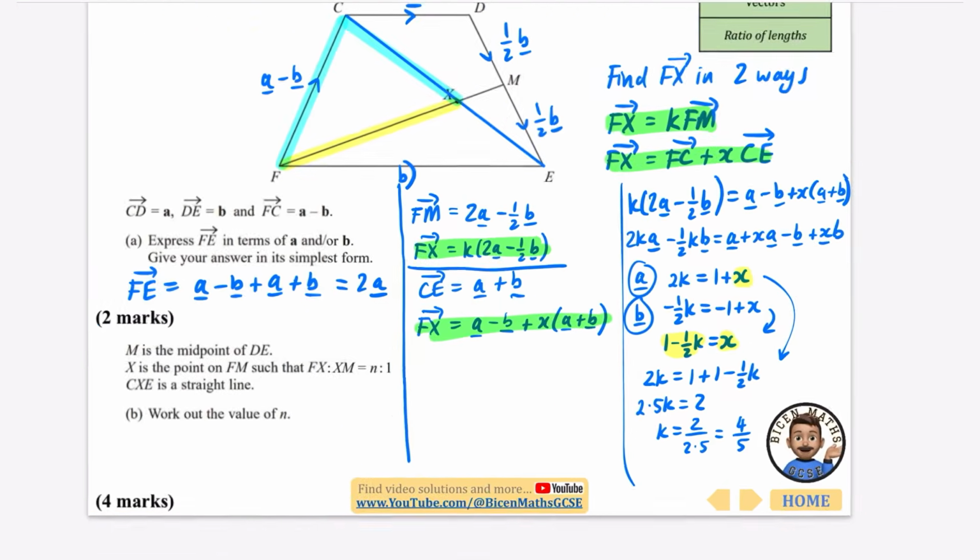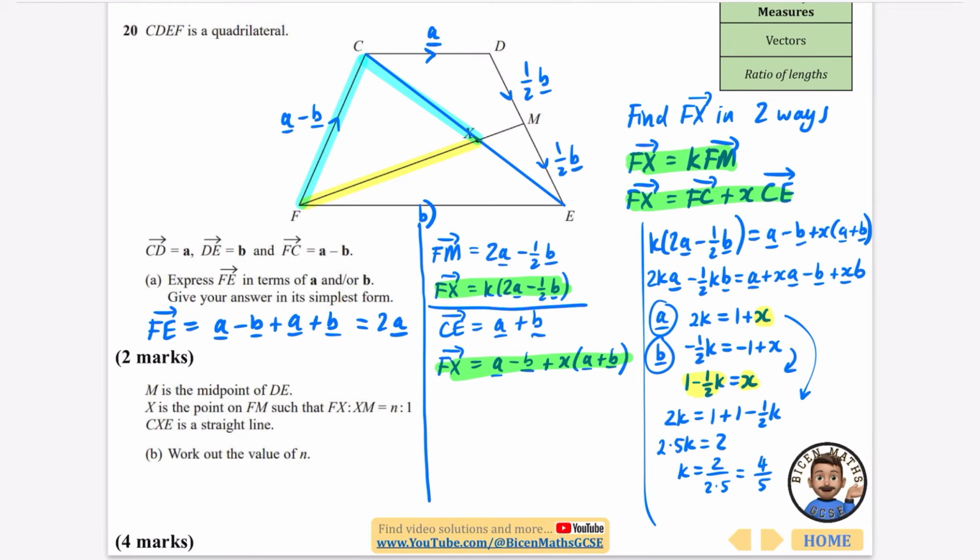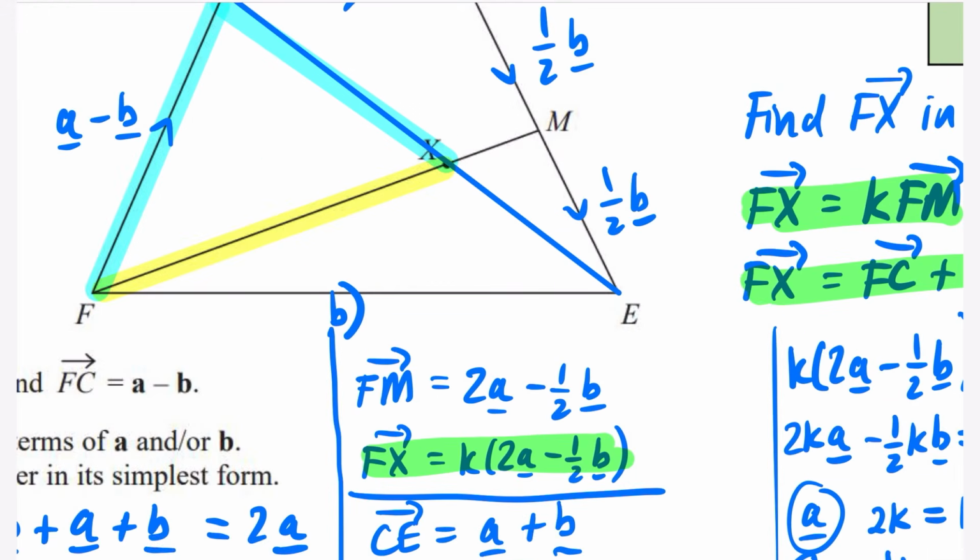I could find out what x is, but actually I think k is the one I was looking for, because I said that FX is k FM. So this line here is 4/5 of the whole thing. So this is 4/5. Let's do this in a red color. This is 4/5, which means this part must be 1/5 because it's the whole line in total.